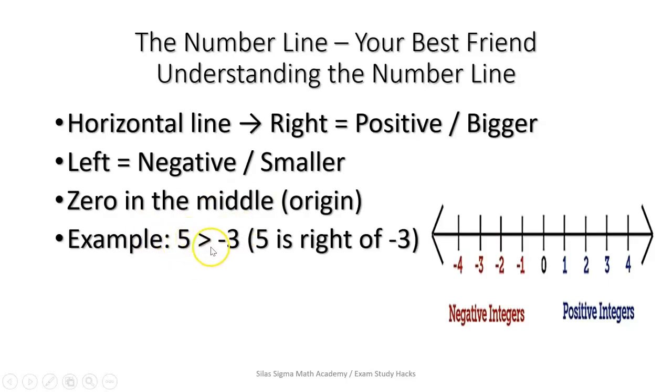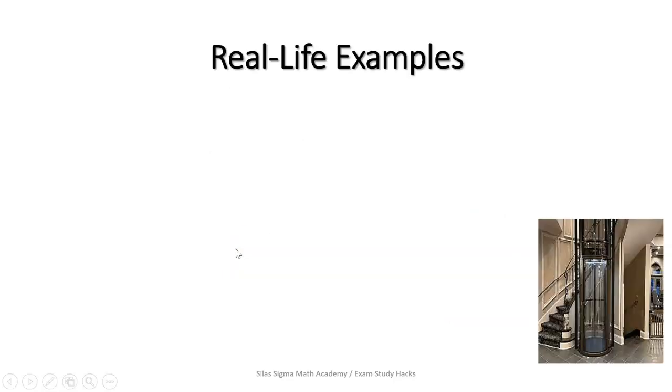So now let's look at this example. Here we are saying that 5 is greater than negative 3. So 5 is to the right of negative 3. If negative 3 is here, 5 should be somewhere here after 4. So 5 is obviously greater than negative 3.